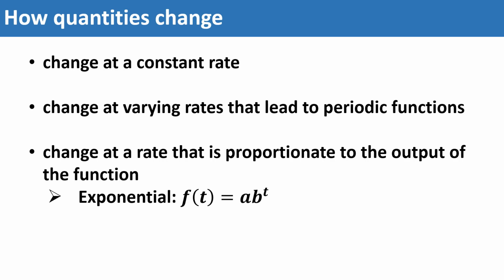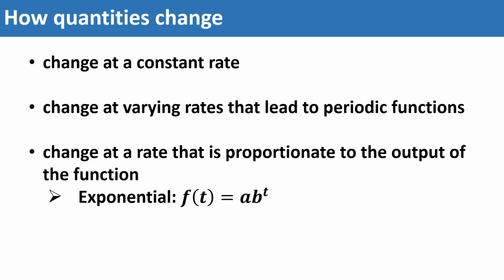One example of these functions arises in the application of how money grows with compound interest. Such functions are called exponential and have a natural algebraic form that we can work to understand. Namely, f of t equals a b raised to the t power, where a and b are positive real numbers and b is not equal to 1.